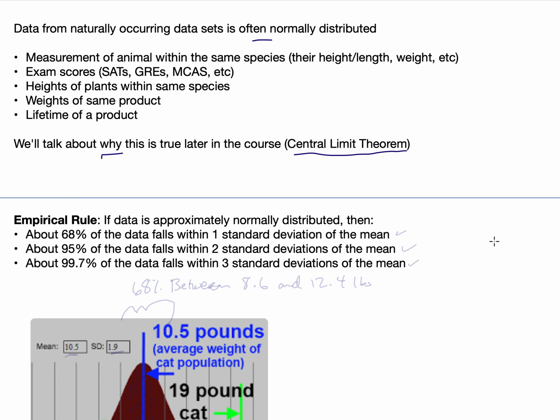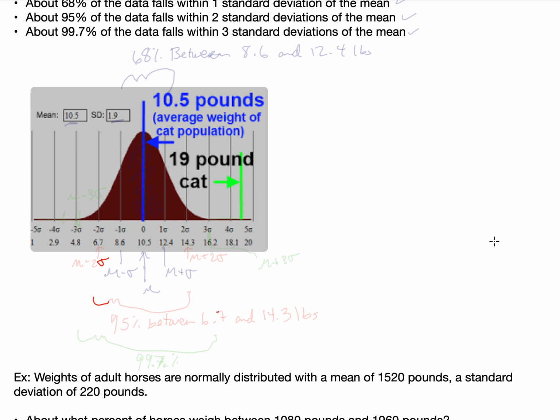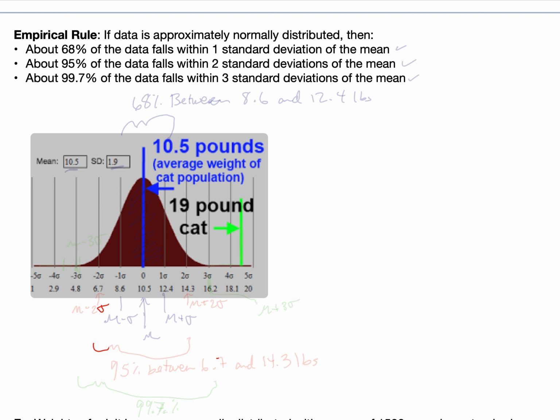Okay, so here's the empirical rule. It describes how data is spread out if data is approximately normally distributed. It doesn't have to be a perfect normal distribution, but if it looks pretty much like a normal distribution, then here are some approximations. About 68% of the data falls within one standard deviation of the mean. About 95% of the data falls within 2 standard deviations of the mean. And about 99.7%, or almost all, of the data will fall within 3 standard deviations of the mean.